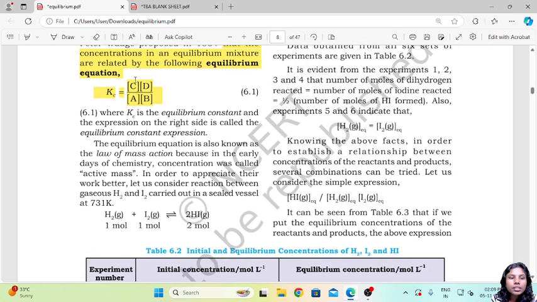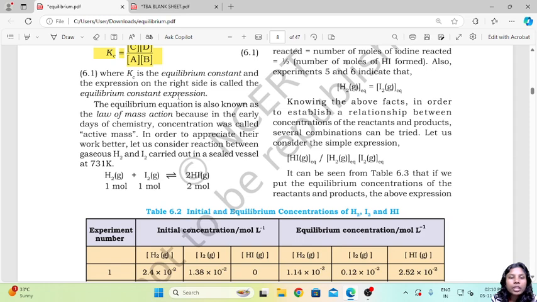The square brackets indicate that we are talking about the concentration of C and the concentration of D. So here we are basically taking a ratio of the product of concentrations of the products upon the product of concentrations of the reactants. Here Kc is known as the equilibrium constant, and the expression on the right side is called the equilibrium constant expression.